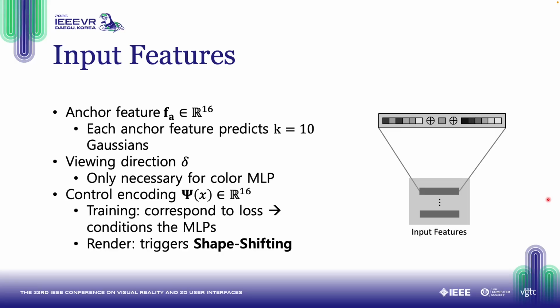And finally, we concatenate our control encoding psi. In the training, this encoding corresponds to the specific loss and conditions the MLPs accordingly. At render time, it encodes the modality or style, which the MLPs should predict. Therefore, changing the control encoding triggers the shape-shifting mechanism.